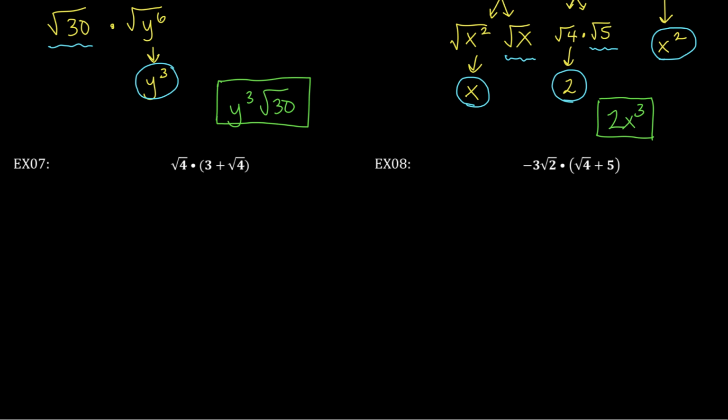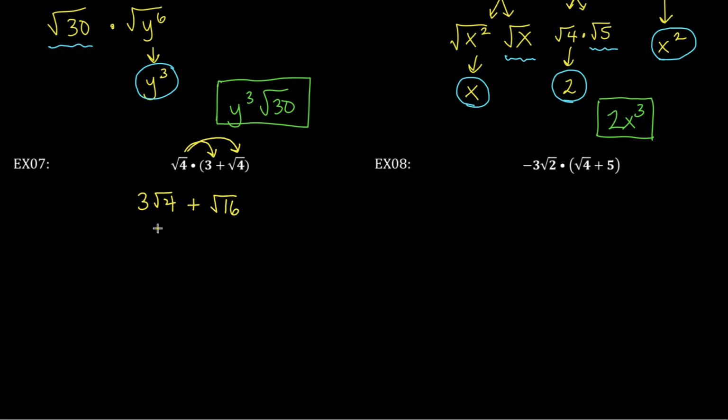I want you to think about these next ones as like you're using distribution. So square root of 4 times 3 times square root of 4. So I want you to think about it like this. So 4 times square root of 3 is 3 square roots of 4. And then we have this plus. This is slightly different, you'll see. It's different from the ones before. And then square root of 4, or positive times a positive is a positive. Square root of 4 times square root of 4 just gives you square root of 16.